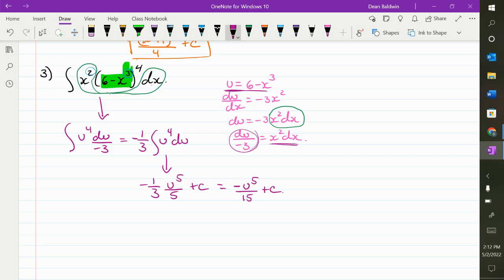Then again, we have to sub back in what u was, 6 minus x cubed. So I get negative bracket 6 minus x to the power of 3, all to the power of 5, over 15 plus c.